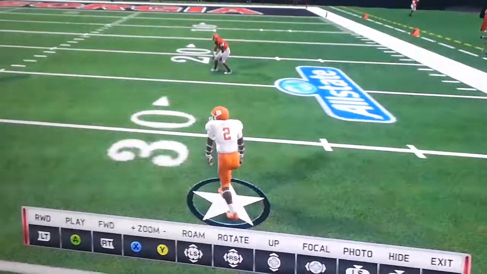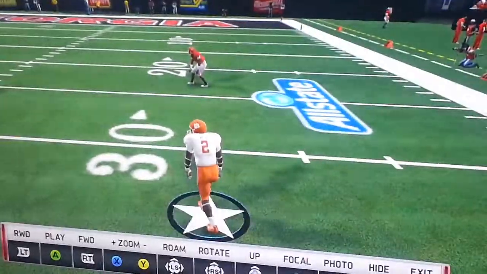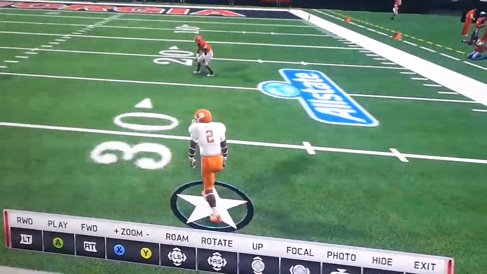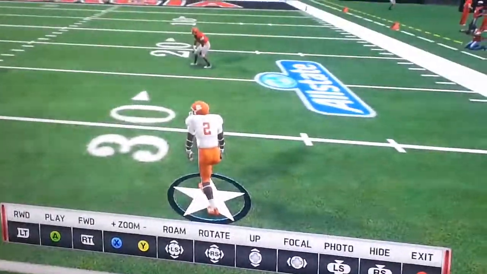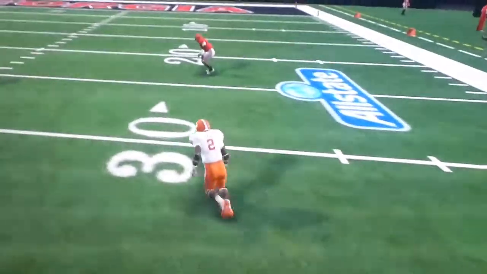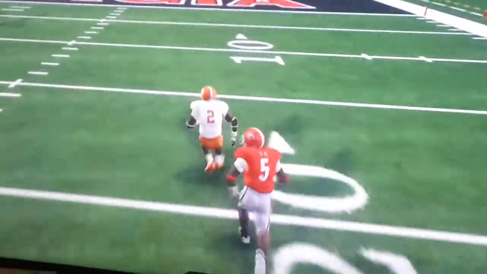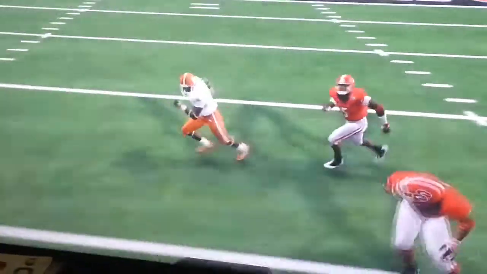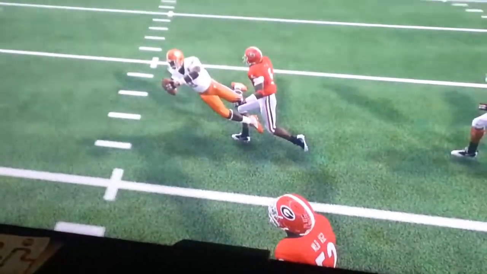This is NCAA 14 early release, just pointing out some things that I saw in my first game, Georgia versus Clemson. Right here, I'm going to take a look at the deception of the Infinity Engine, as it has to do with physics. If you take a look at this play, notice how when he bumps into both of those defenders, it doesn't have any effect on his momentum as far as him running his route.